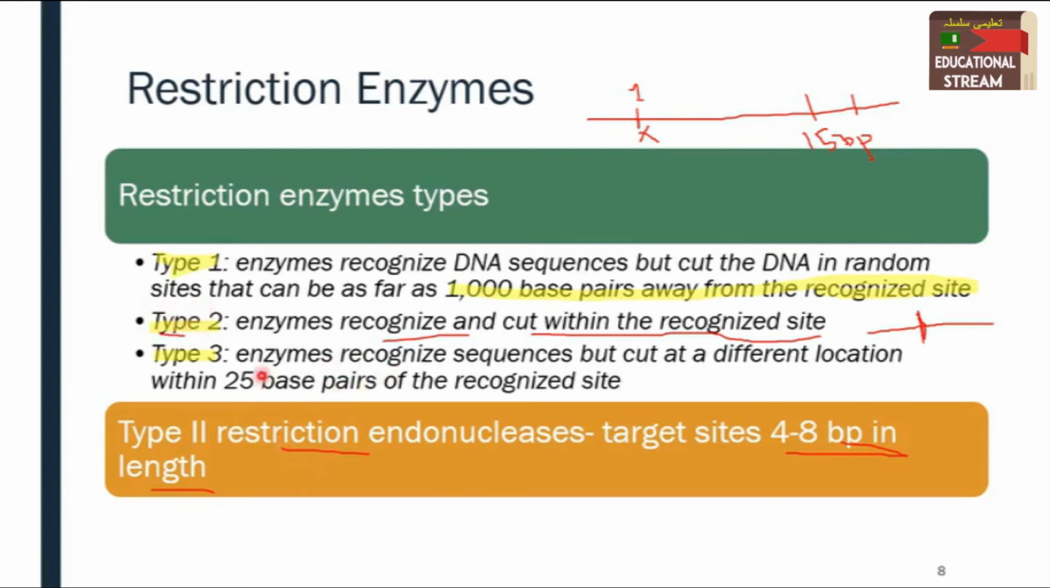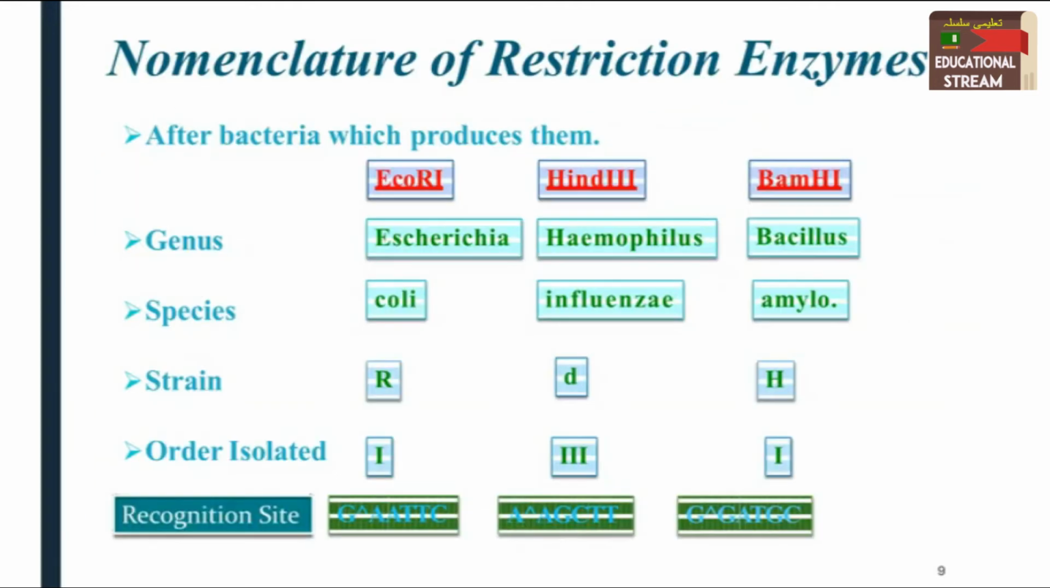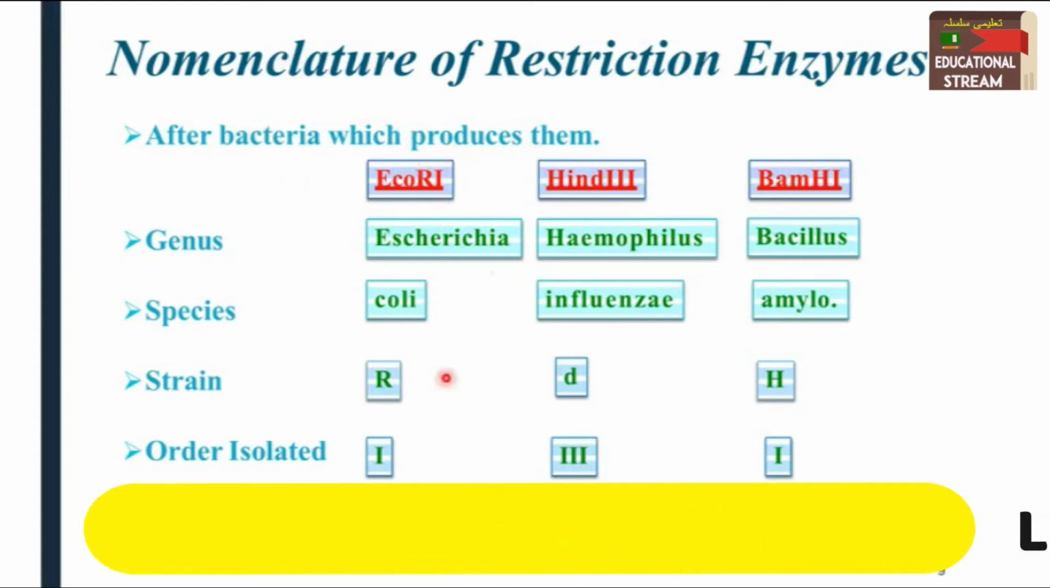The type 2 restriction enzymes are most commonly used, and our focus will be on the type 2 restriction endonucleases, which recognize and make a cut in a 4 to 8 base pair DNA fragment. Here you can see how the name of the restriction enzyme is derived, or we can say the nomenclature of the restriction enzyme. They are named according to the name of the bacteria from which they are isolated.